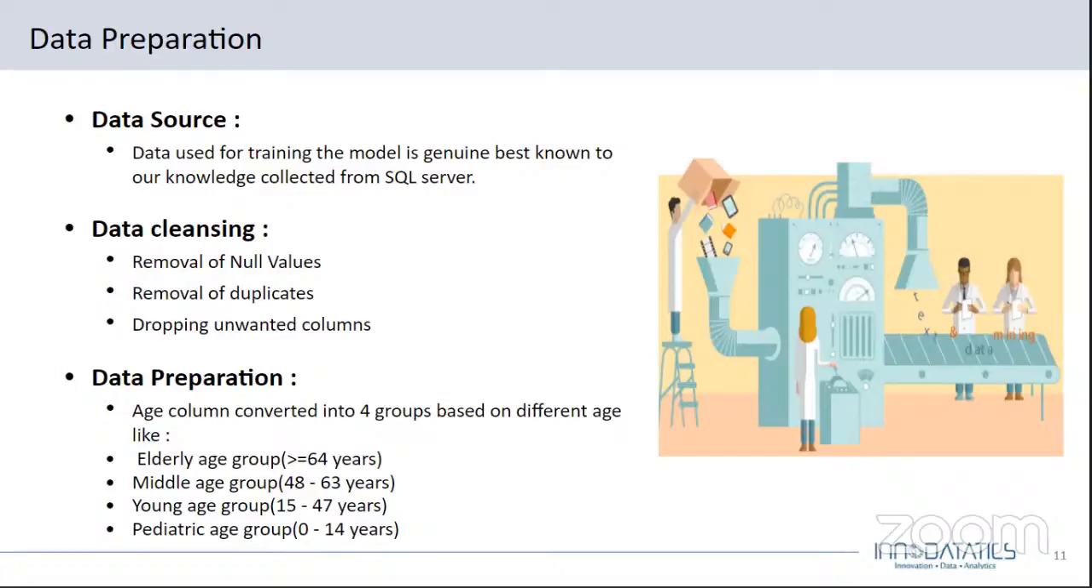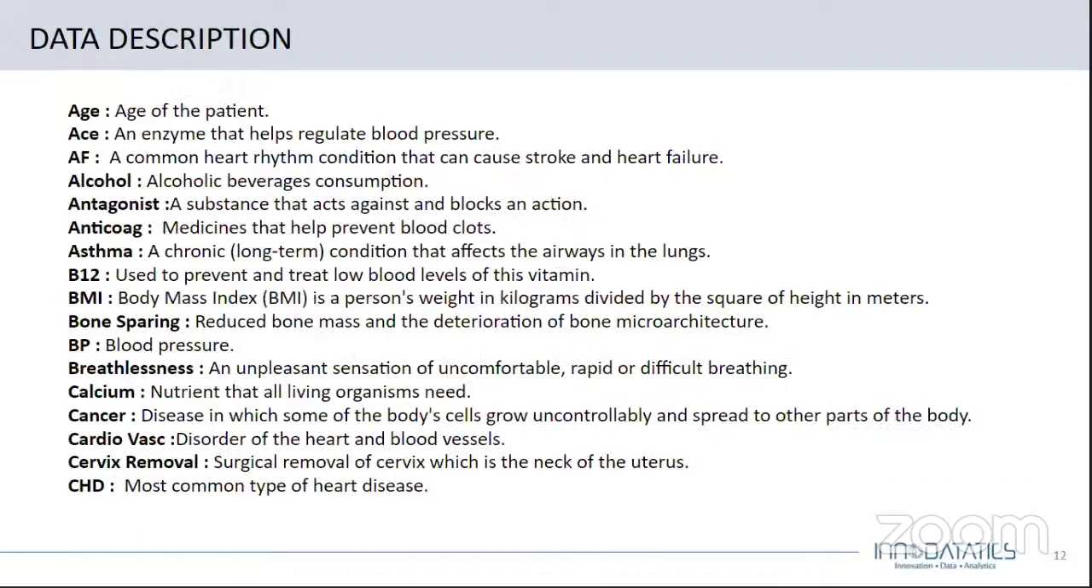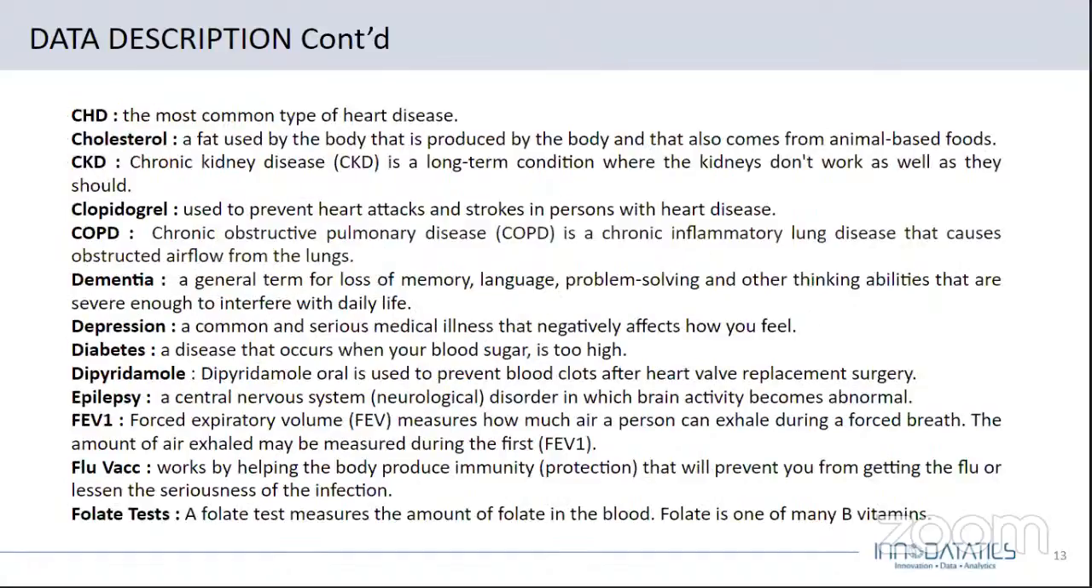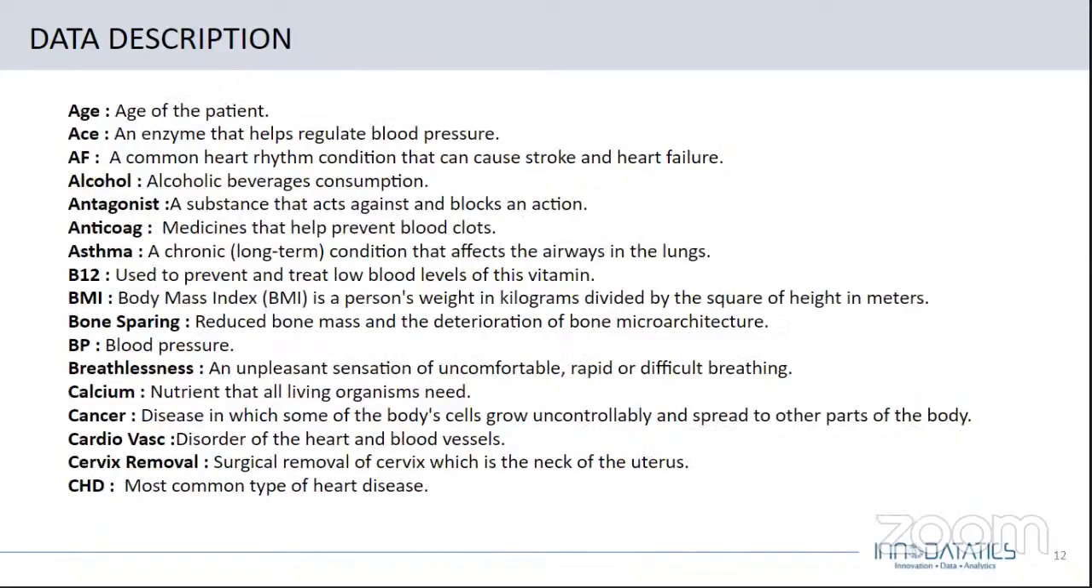For data preparation, we have converted the age columns into 4 different age groups: elderly, middle, young, and pediatric. Data description. These are the columns which are related to patients' diseases. Some are types of tests and some are medicines which are used to treat the diseases. Age of the patients. Anti-coag, a medicine that prevents blood clots.